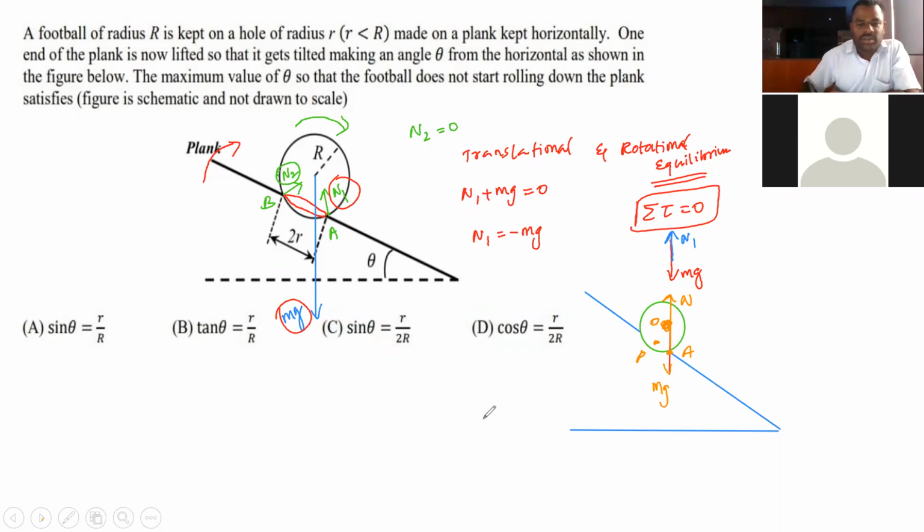Now listen here. This is the point B. B to A we know is 2r. That means this length P to A is r. And O to A is capital R, the radius of the ball. And from O to P, if we draw a line, this line will be perpendicular to AB. This diagram, let me draw again.